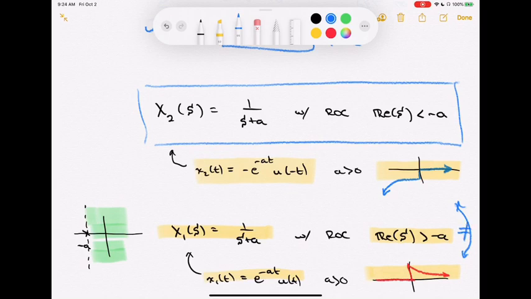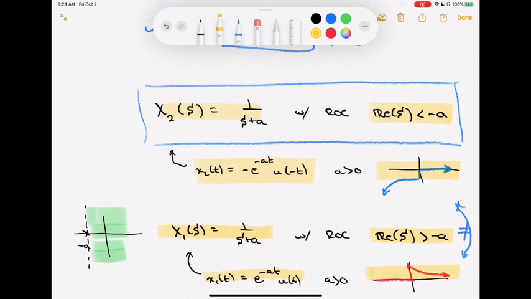Those are not equal in any form or sense, right? They are about as different as can be. One's causal, the other's anti-causal. One's a decaying exponential, one's a growing exponential, right? But if I look at the transform, just the part that doesn't include the region of convergence, X2 of s is 1 over s plus a. X1 of s was 1 over s plus a. These guys happen to have the same transform. The only thing that was different was the region of convergence.